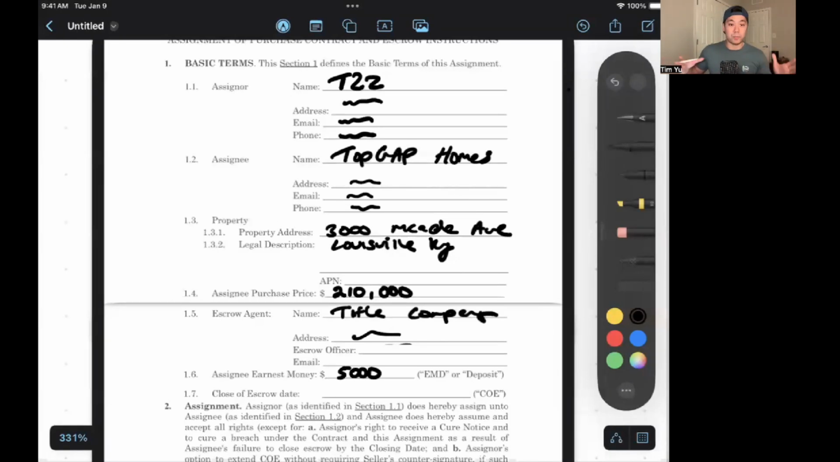All right, next, 1.7, close of escrow date, right? So we want to do it the same day we're supposed to close with the original seller. So 30 days out, that's fine, right? 10 Feb 2025, right? You want to keep everything the same, because you're going to promise the seller 200 grand. Mr. Top Gap Home is going to wire me $210,000 to the title company, which then pays me 10 grand and gives the seller 200 grand, right? So it's got to be the same day.